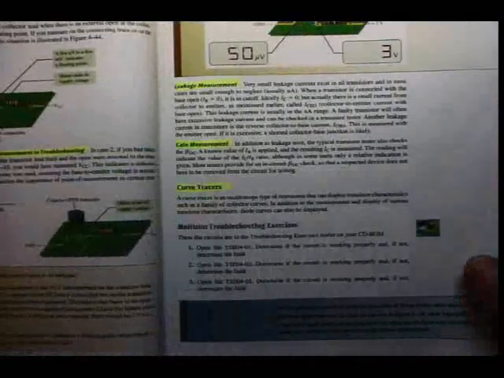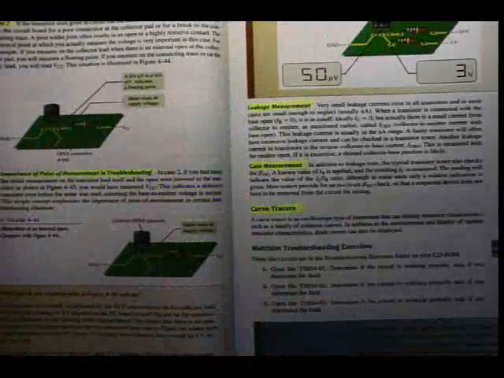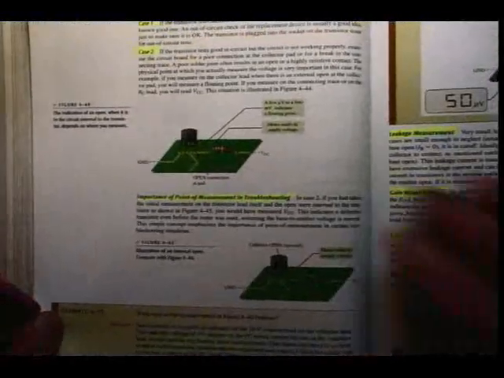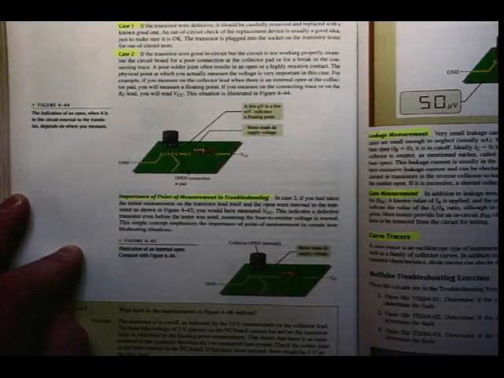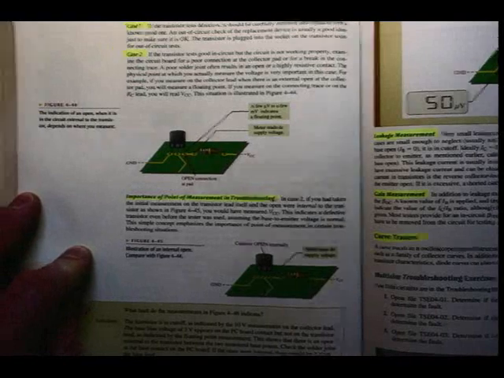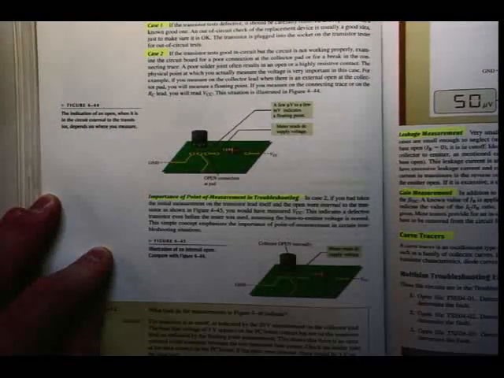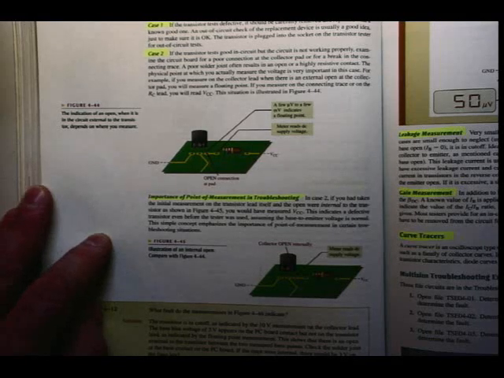Okay, you can read that section on the transistor testers. I've got different cases there on the next pages. Case 1: if the transistor tests defective, it should be carefully removed and replaced with a known good one. An out-of-circuit check of the replacement device is usually a good idea, just to make sure that it's okay.